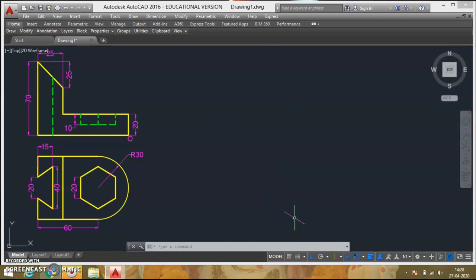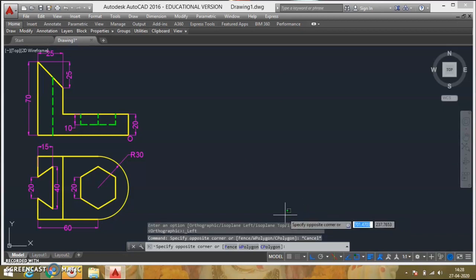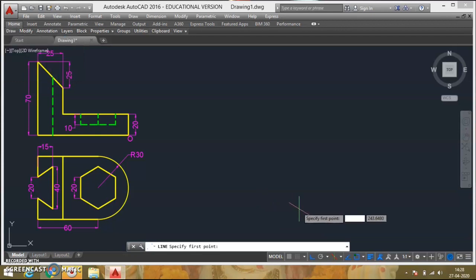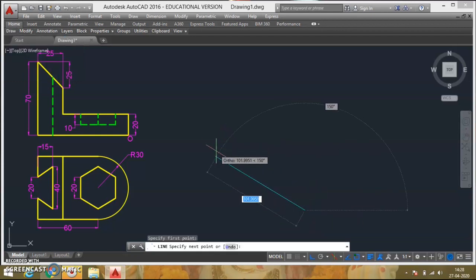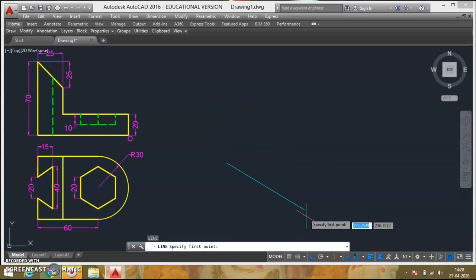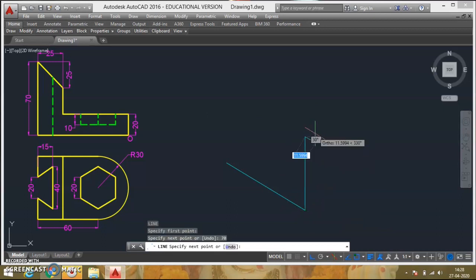So to start with, I'll take a line command. From here, I'll go on this side for 90. Then I have to draw the height. So from here, I'll go for a height of 70. Then again from the same origin, I'll go on this side for 60.